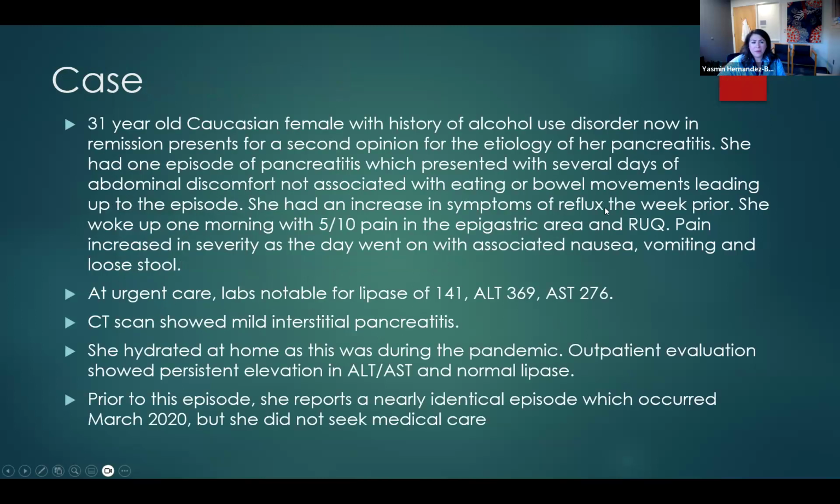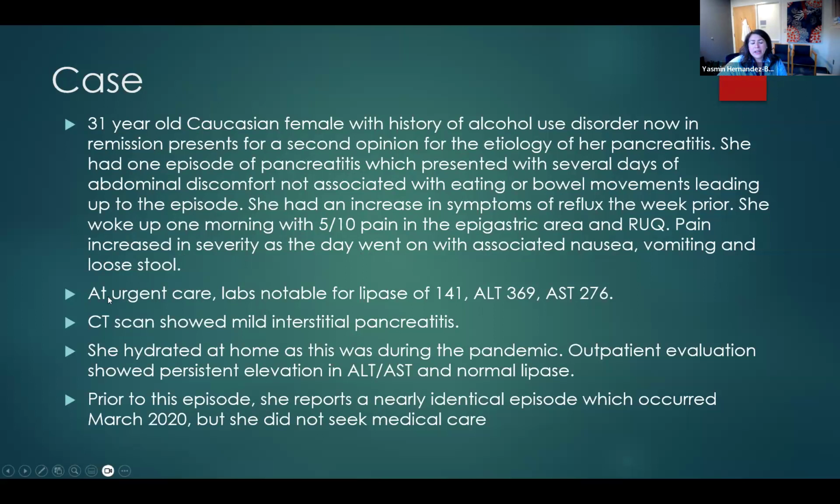I want to discuss a case of a patient of mine. She is a 31-year-old Caucasian female with a history of heavy alcohol use disorder, now in remission, and she presented for a second opinion for the etiology of her pancreatitis. She had one episode of pancreatitis where she presented with a few days of abdominal discomfort and some reflux. It wasn't associated with eating or bowel movement changes. Then she woke up one morning with 5 out of 10 pain, epigastric area to the right upper quadrant, and it increased in severity as the day went on, and she had nausea, vomiting, and then loose stools.